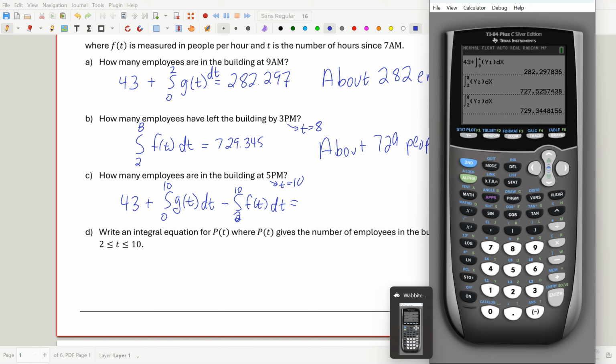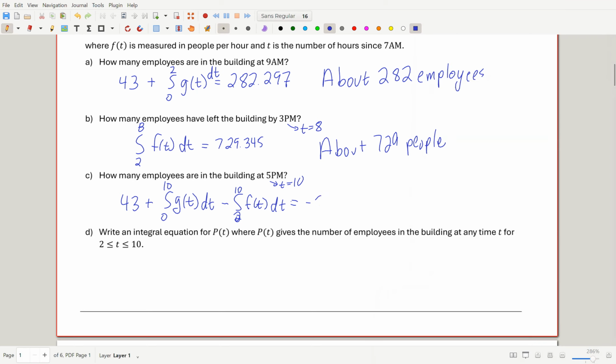What did you guys end up getting? So I don't have to type it in. Negative 229.879. Cool. Roughly zero. Yeah. Bad question. That's odd.